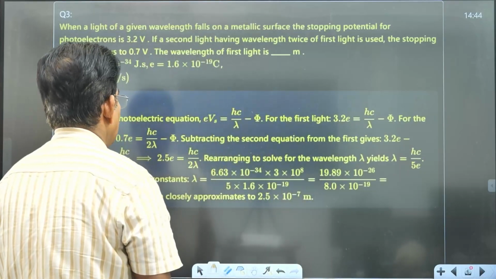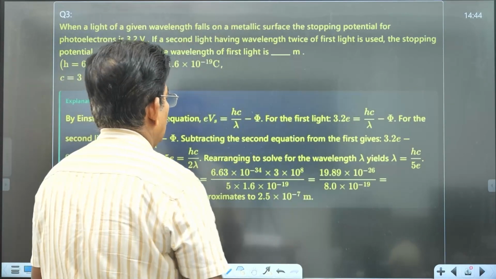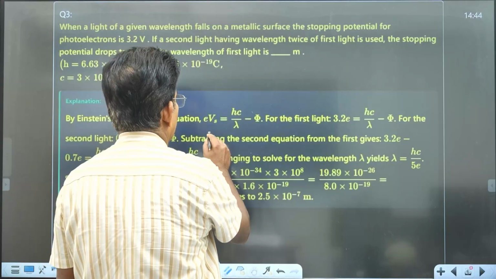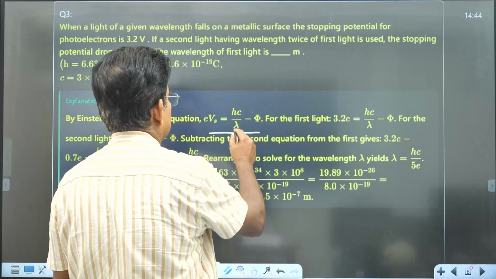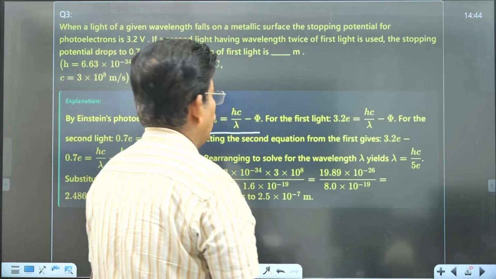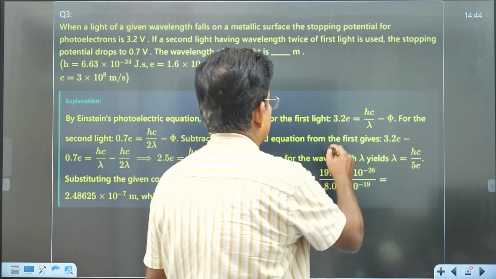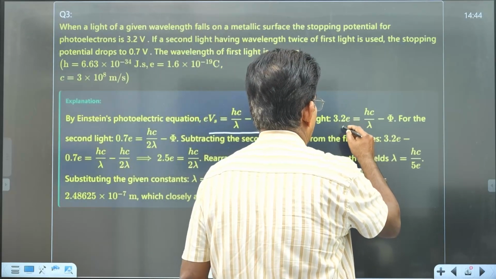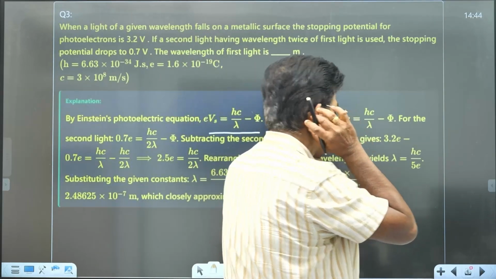Okay, then we have stopping potential: E into stopping potential is hc by lambda minus the work function. So first case, it is given to be 3.2 E. Okay, no need of writing E because we are comparing it.